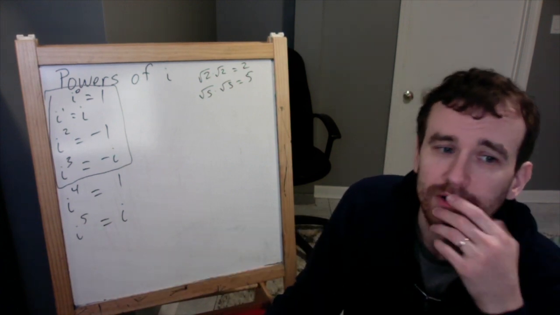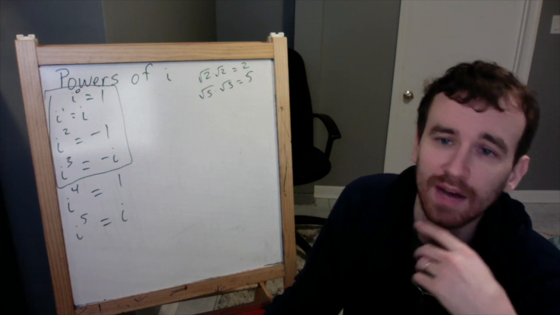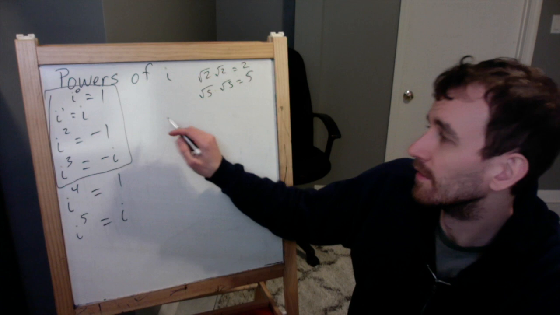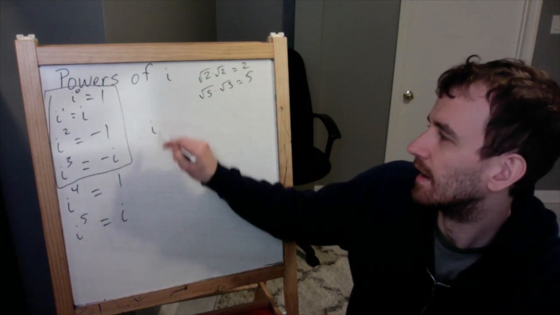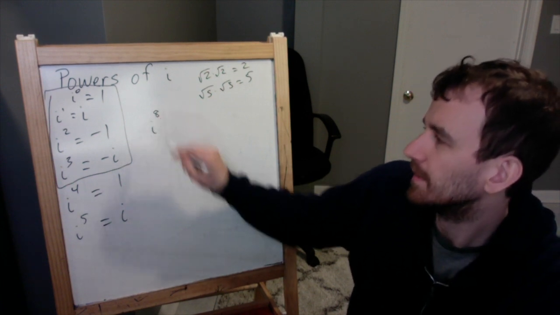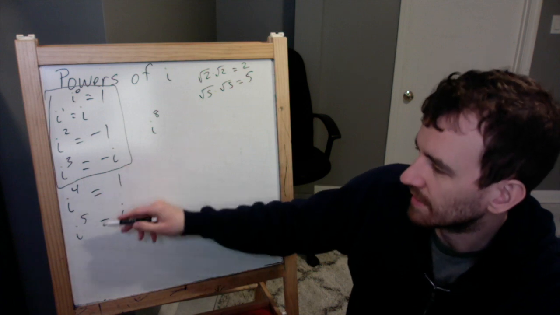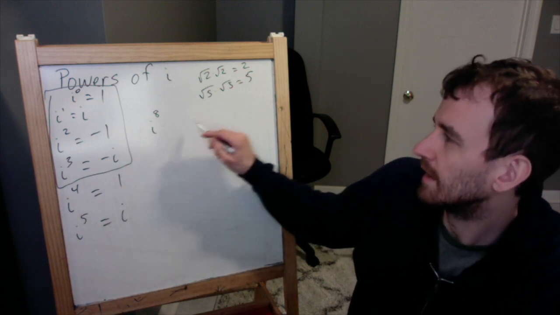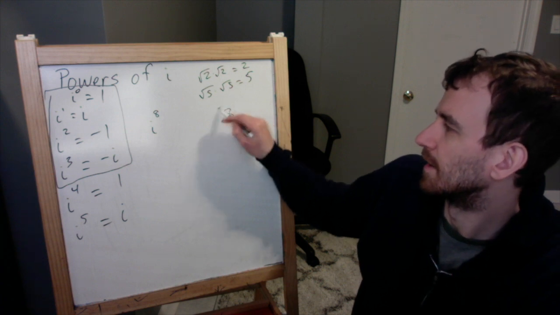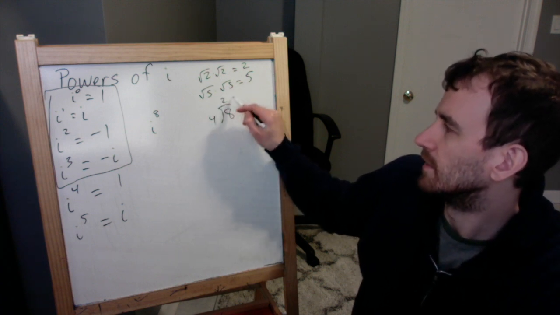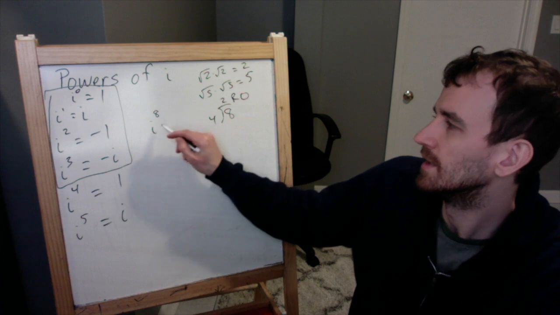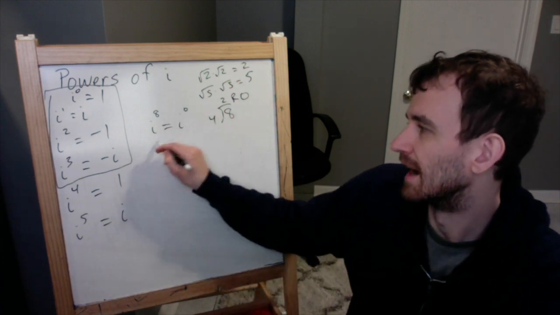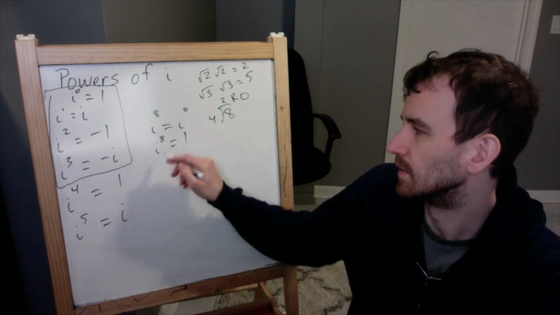So all we need to know to evaluate a larger power of i is the remainder when we divide the power by 4. For example, if we take i to the 8th, that's just another cycle, 6, 7, 8. If we take 8 divided by 4, we get 2 with a remainder of 0. So that means that i to the 8th is going to be the same thing as i to the 0. Therefore, i to the 8th is equal to 1.